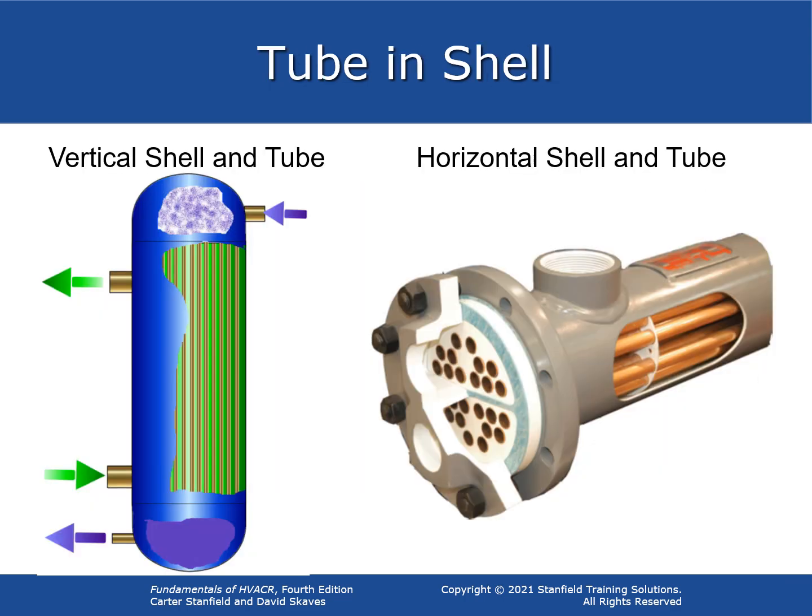Shell and tube condensers can be either vertical or horizontal. Shell and tube condensers also act like a liquid refrigerant receiver because liquid refrigerant accumulates in the bottom of the condenser.